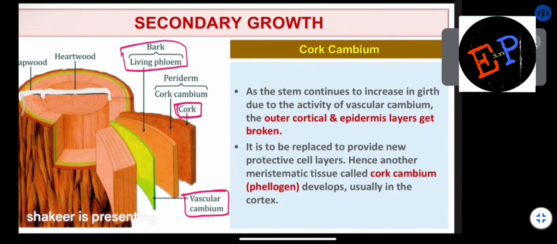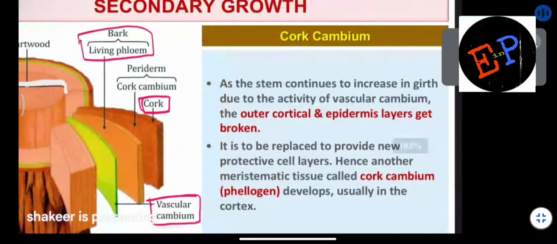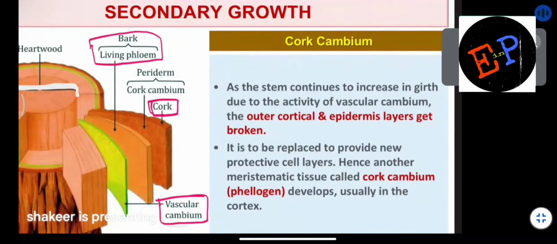So as the stem continues to grow in girth due to activity of vascular cambium, the outer cortical and epidermis layers get broken. Are you able to understand ma? So inside the stem what happens ma? Secondary xylem and secondary phloem, they start developing no? But growth is more in which region? Growth is more in secondary xylem. So what happens to secondary phloem and primary phloem? They get compressed, no? And these compressions, they will again exert pressure on the outer layers.